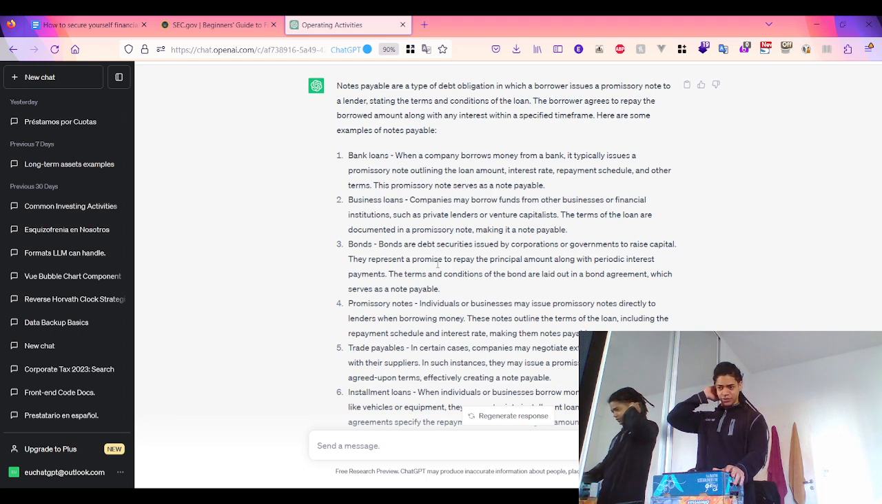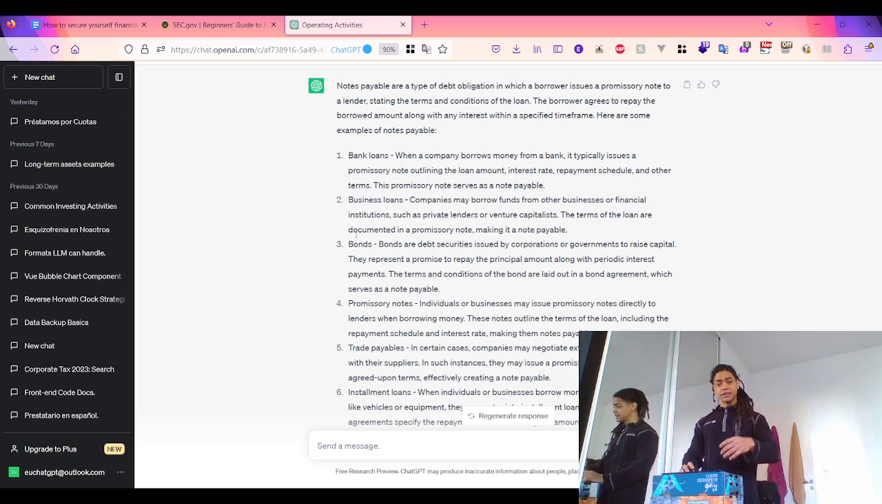Interesting. Okay, so I'm looking here at notes payable, which is an agreement between the borrower and the lender, where the borrower outlines the terms and conditions of the loan. So you have the bank's loan. Anytime you ask a bank for a loan, it generates a promissory note, or notes payable, outlining the principal, the interest, as well as the repayment schedule, right?